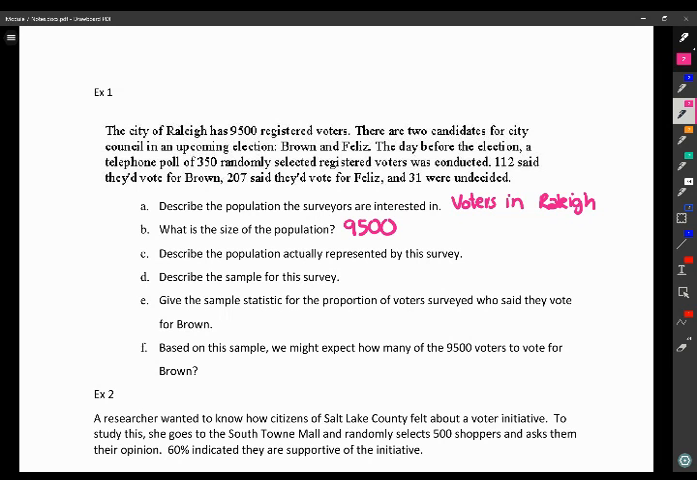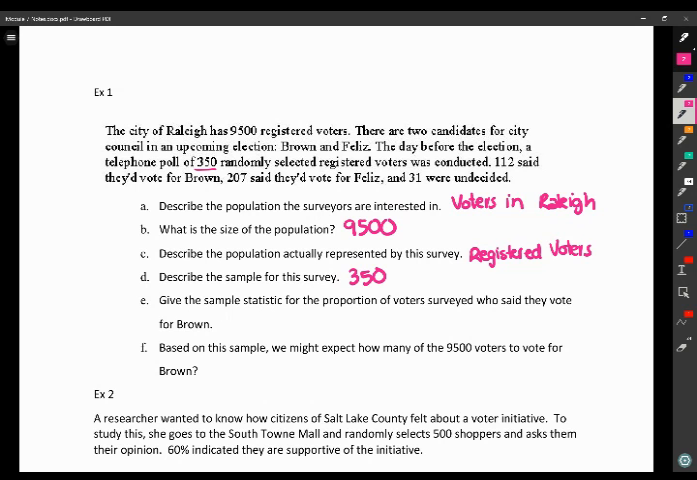So when you look at the population that's represented by this survey, we're looking at our registered voters. So that means at a certain or a given time. So it says describe the sample of the survey. The sample is the 350 that they decide to call.